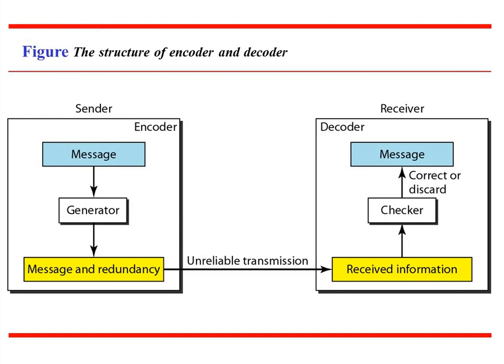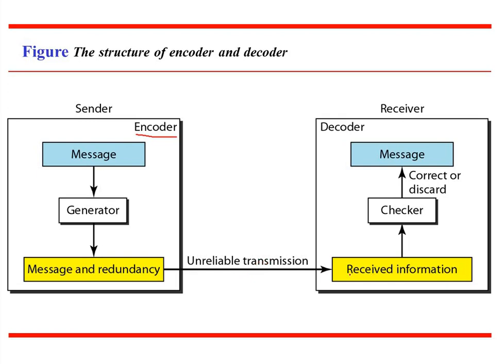Now the same information you can see here. The sender is sending the message, and the method is called encoding, in which you will be adding the redundancy. Message, that is nothing but data, is passed through a generator where the redundant bits are added to your message, and message and redundancy become encoded data, and that encoded data is transmitted over an unreliable transmission, where errors may get added.